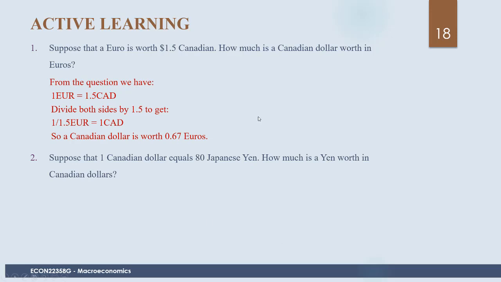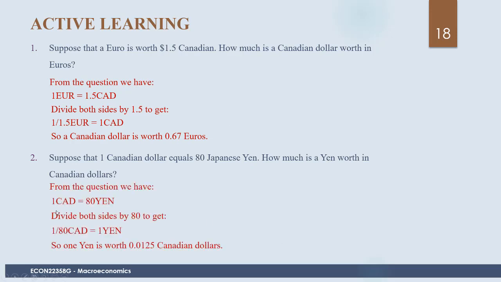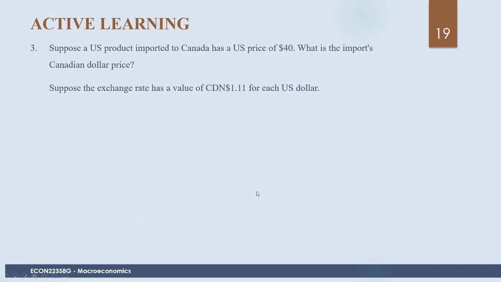Okay, I'm back. So here we're given that 1 Canadian dollar is equal to 80 yen. And so we just want to divide both sides by 80, and we get that 1 yen is worth 0.0125 Canadian dollars.